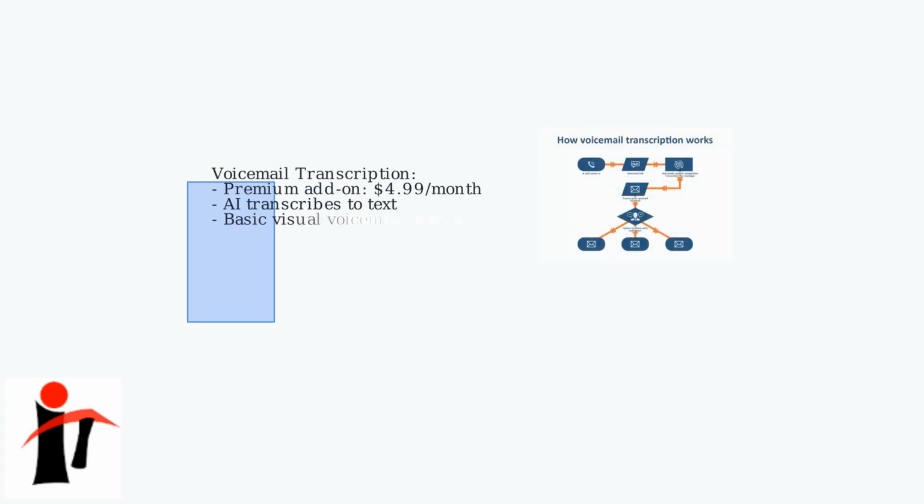US Mobile offers voicemail transcription as a premium add-on, $4.99 a month, transcribing messages into text using AI, but basic visual voicemail remains free. US Mobile does not support third-party visual voicemail apps. Using the carrier's exclusive features is required for security. If using an older device, you may default to traditional audio voicemail.